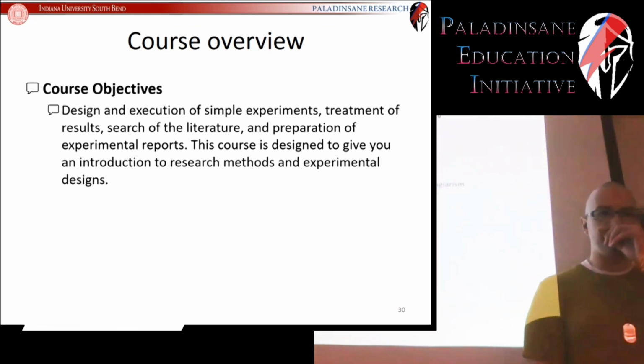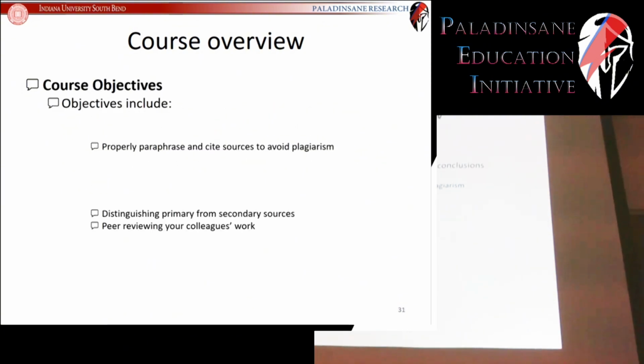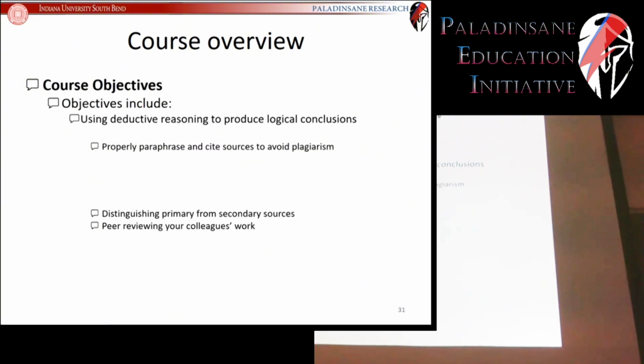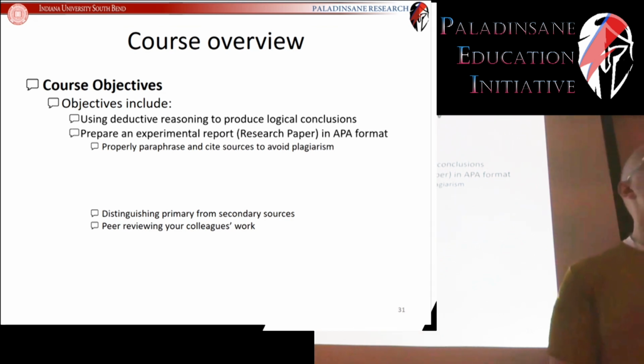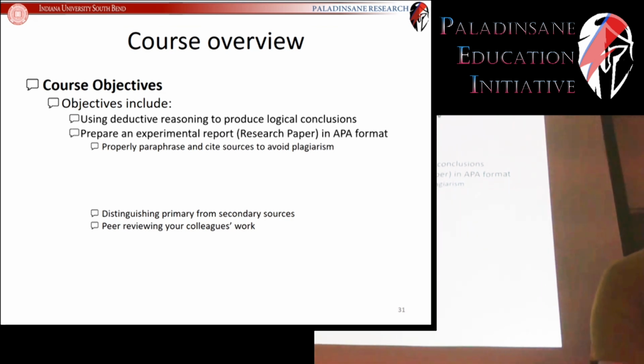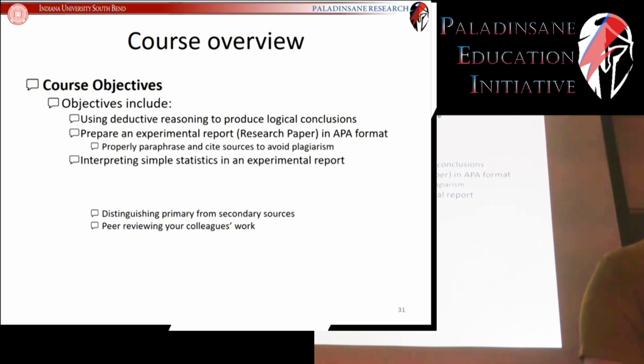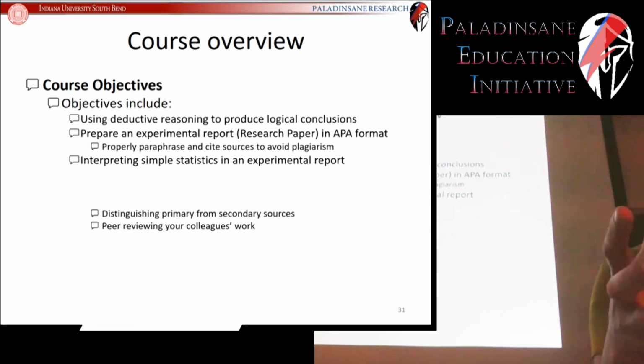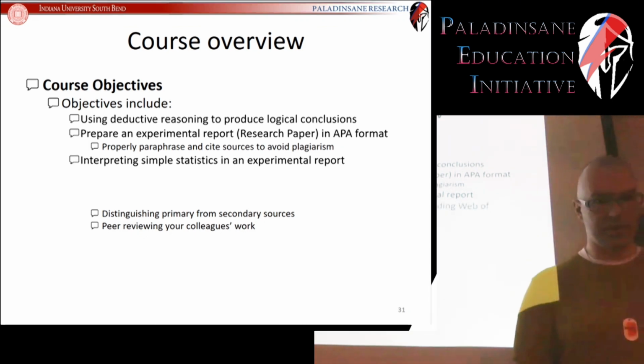So some of the objectives include using deductive reasoning. We'll take a look at that. Preparing an experimental report, a research paper in APA format. So you will be writing a research paper. I'll talk more about that in just a moment. Interpreting simple statistics. It's not a statistics course, but it will let you know just what you need for understanding the experiment that we're going to be doing.